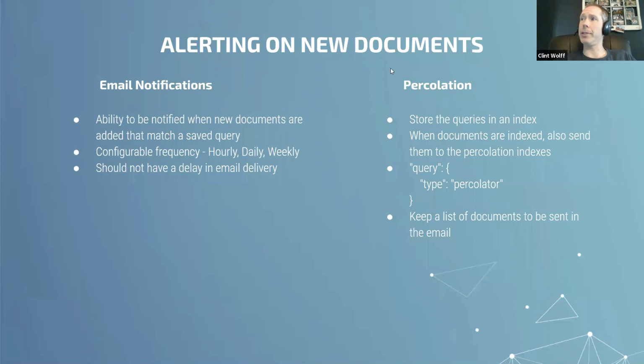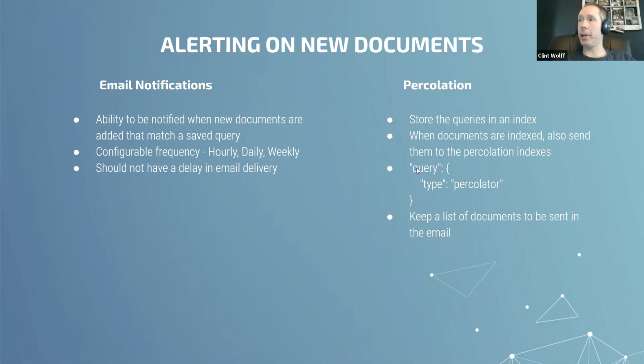So what we did to solve this is percolation. With percolation, it's kind of the reverse of normal document matching. Instead of storing documents in an index, you actually store queries in your index. And then as documents come through your ingestion pipeline, you're indexing those documents into your document indexes. In addition to storing those into your document indexes, you're sending those to your percolation indexes. And what that will do is respond back with the queries that match that document, right? So if that document were to be in your index, which queries would pull that document back?